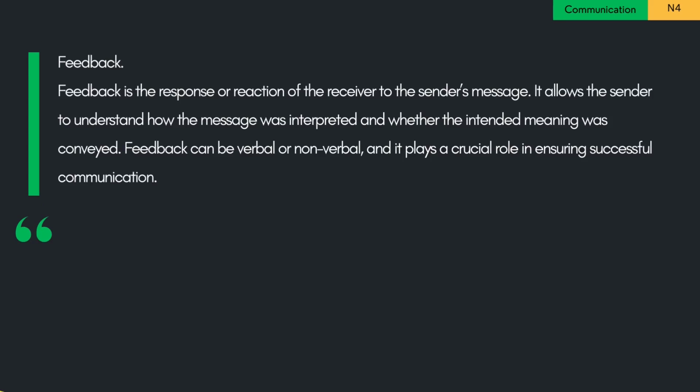4. Feedback. Feedback is the response or reaction of the receiver to the sender's message. It allows the sender to understand how the message was interpreted and whether the intended meaning was conveyed. Feedback can be verbal or non-verbal, and it plays a crucial role in ensuring successful communication.